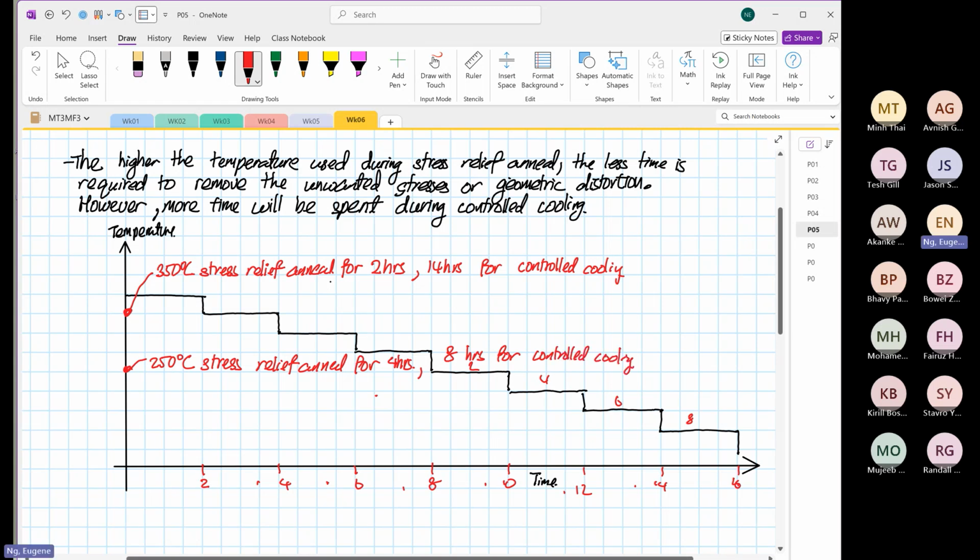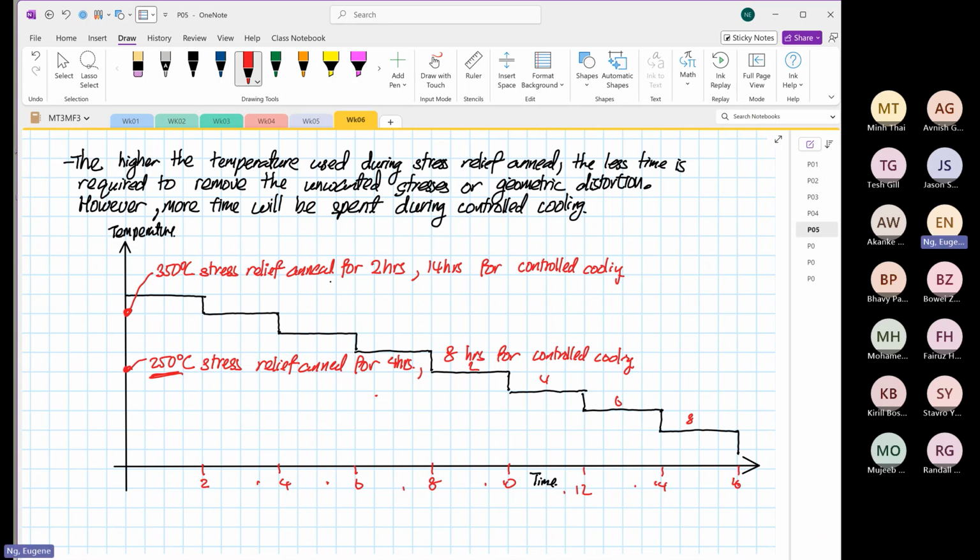Can you see the consequences? Yes or no? The higher the temperature you use, the less time it takes to get rid of the stress, but more time is required for control cooling. If you take a lower temperature, it takes more time. Then after that, you do control cooling. Clear? Okay. Now, this is just an example.